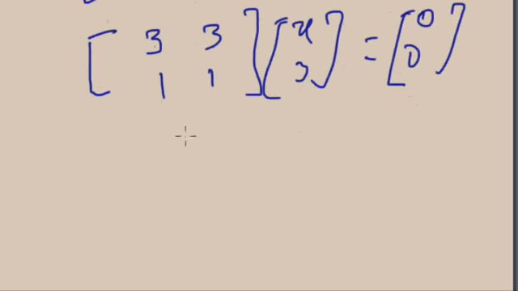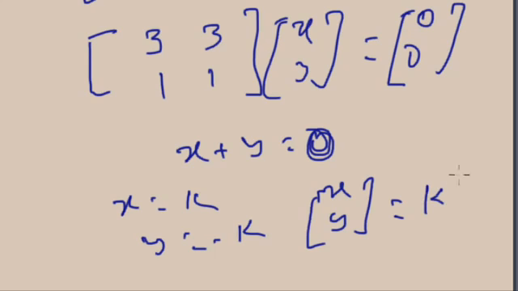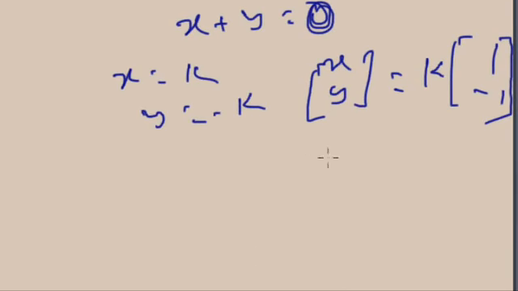This means 3x plus 3y is equal to 0. That means x plus y is equal to 0. Second equation, x plus y is equal to 0, same. So this is the equation. Suppose x is equal to k, y is equal to minus k. So (x, y) is equal to k into (1, minus 1).